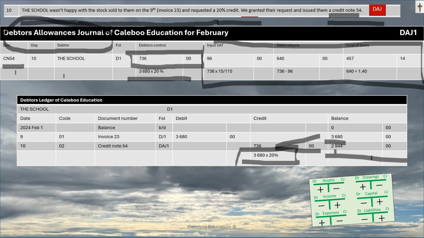And that there is just how the 736 was calculated. We took the amount of the sale on the 9th and took 20% of that because that was the amount of the credit. That was the credit that was given, 736. So that's an example there of how from the journal the information was posted to the school's account, the debtor's ledger, on the day the transaction happened. So we ended up with an up-to-date balance of what the school owed us.